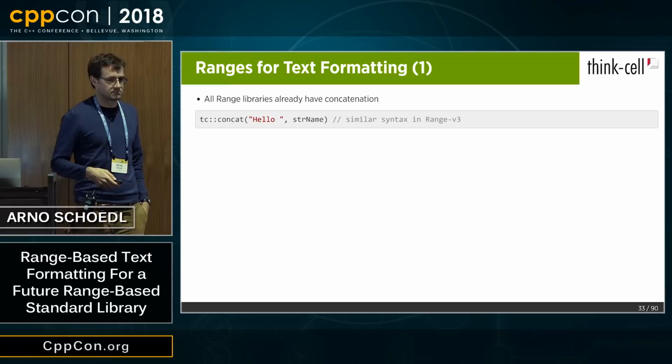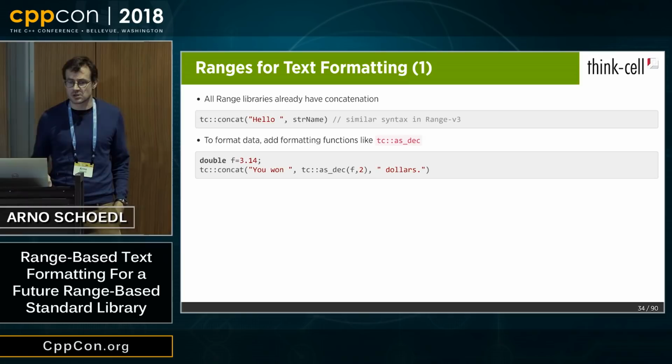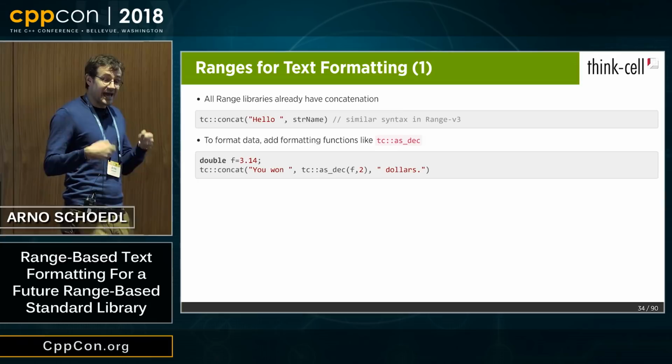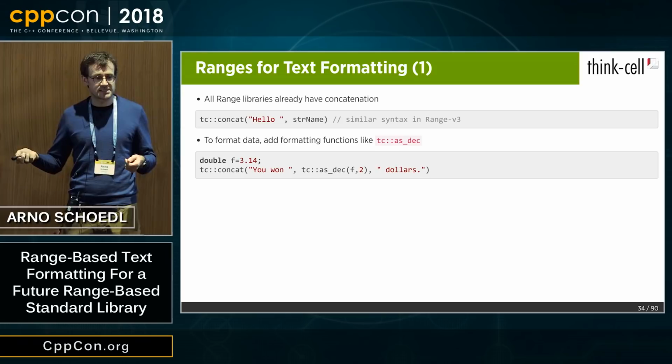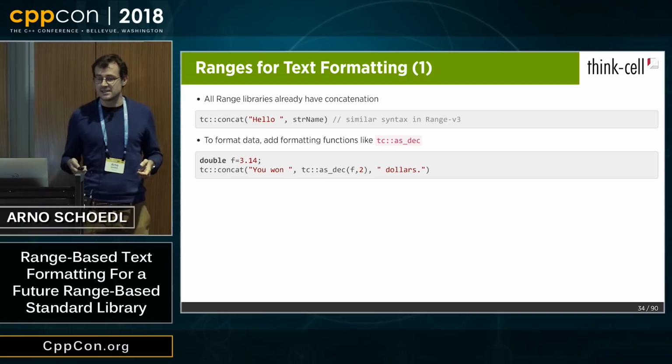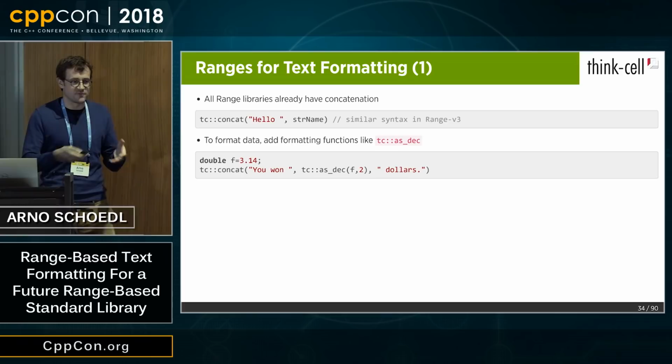And now, of course, you want to do some sort of formatting. So what do you do? Well, we just added a function that does the formatting. You give the data to it and some parameters. Say here it's a double and you want two decimal digits, and it will return a range of characters that is that number formatted in the way you want it.